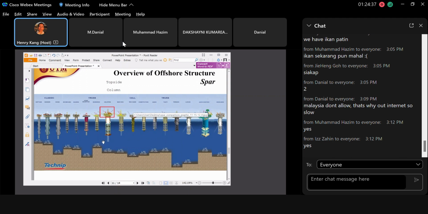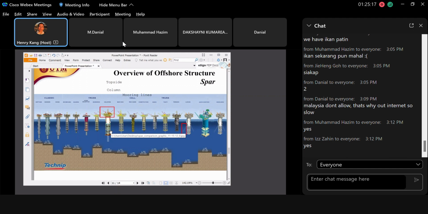And you see something like this, right? This one? The spar must be moored to the seabed. So that's why the spar needs some mooring lines to the seabed. They must be connected to the mooring lines. If you do not moor the spar, the spar will float away. Sayonara forever.